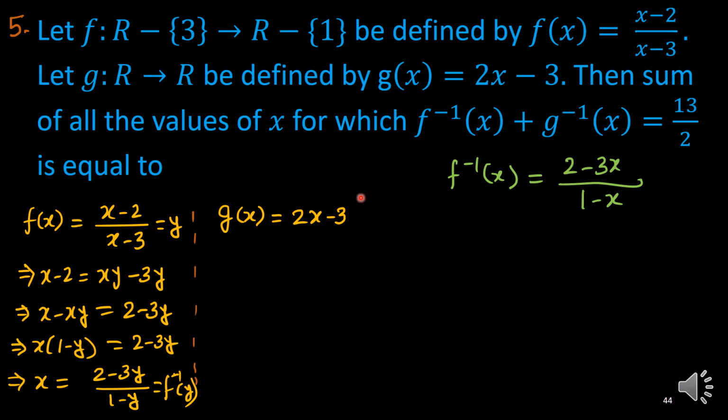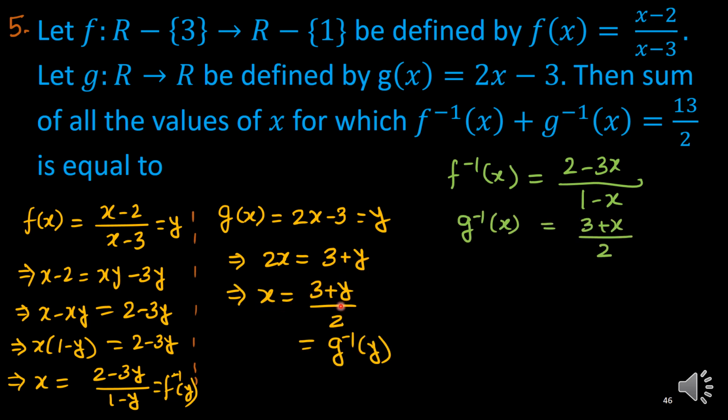Similarly, we can compute g inverse x. I can consider this is y. I can express this x in terms of y. So 2x equals 3 plus y. So x equals (3 plus y) upon 2. This is your g inverse y. Thus from here g inverse x is (3 plus x) by 2. Okay. So these two I have obtained. Just I will add these two and equate with this one.